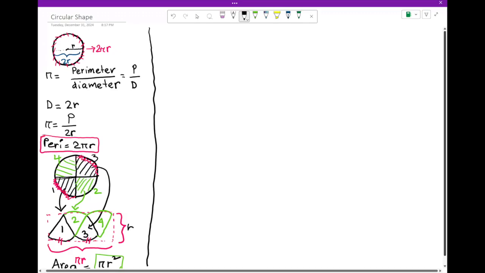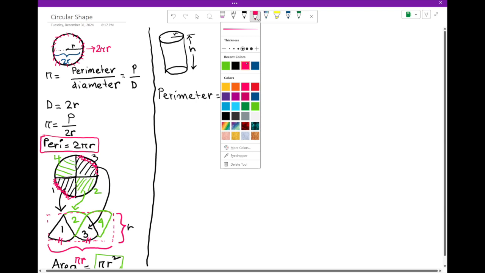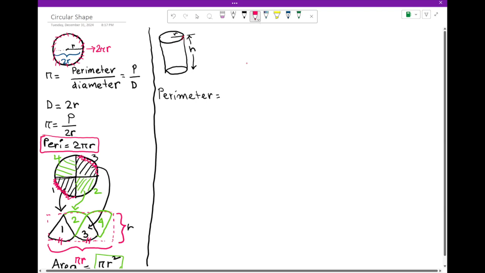Let's use this circle formula to derive two other formulas for the cylinder. A cylinder is a special type of geometric shape where you have two circles at both ends, and we will call the height h, and the radius of both circles r. So let's first find the perimeter. As we know, if you walk along the whole outer side of this cylinder, then you will find the perimeter.